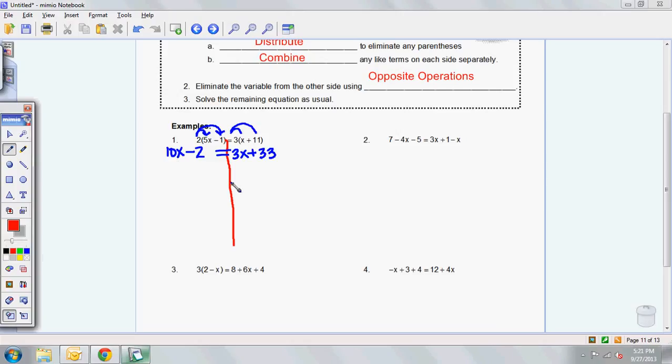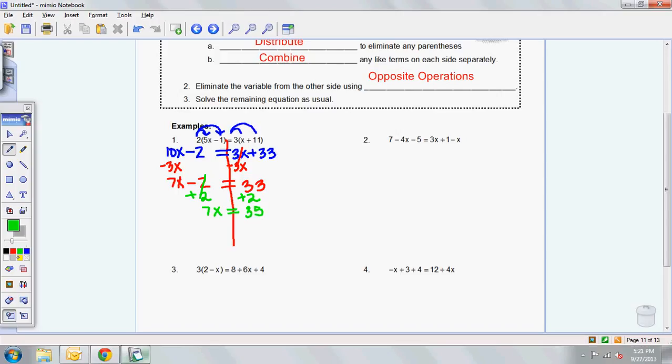Hopefully you remember that left is best. So I'm going to subtract 3x, do the opposite, so minus 3x on both sides. I get 7x minus 2 is equal to 33. Now I have a nice equation that just has a variable on one side. To finish this off, I'm going to do the opposite with this 2, get rid of this first. So I'm left with 7x equals 35.